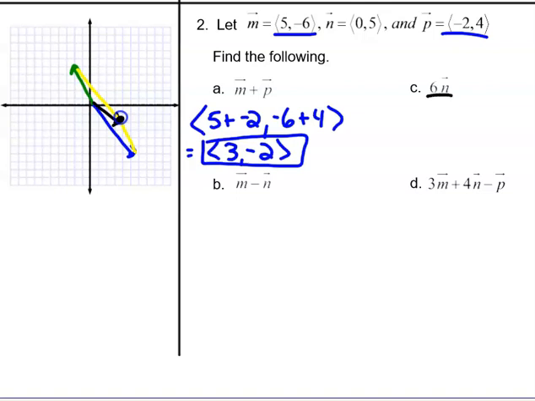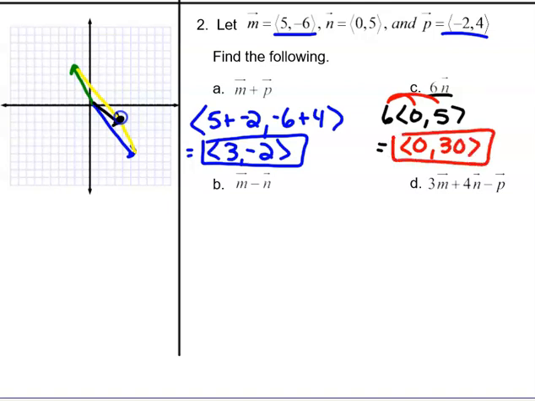Okay, this is if we were going to take a vector and make it 6 times as long. So this is pretty straightforward as well. We just distribute. So I would go 6 times 0 and 6 times 5. All right, so the initial vector, which was 0, 5, 1, 2, 3, 4, 5, if we make that 6 times as long, it's going to end up at, well, something way up there. I don't have room for it, but it would end up at 0, 30.